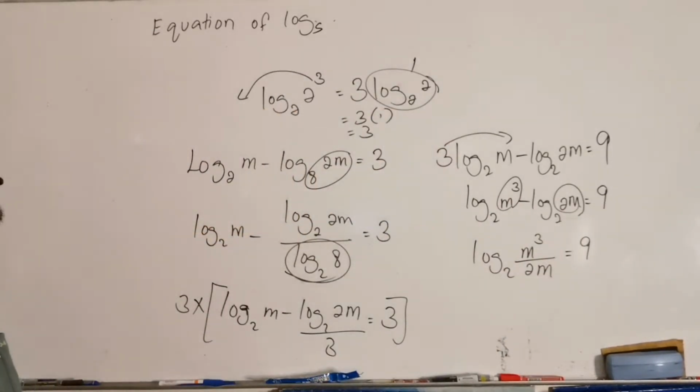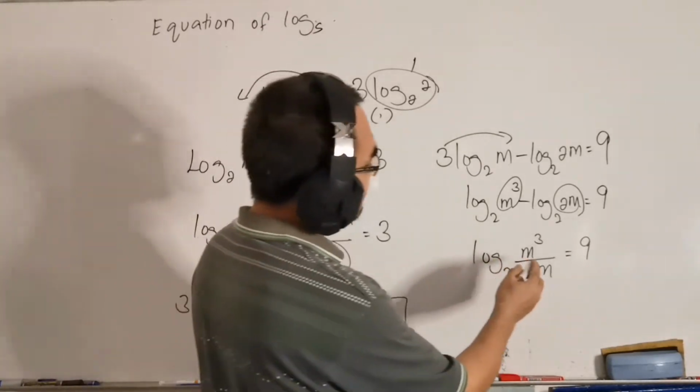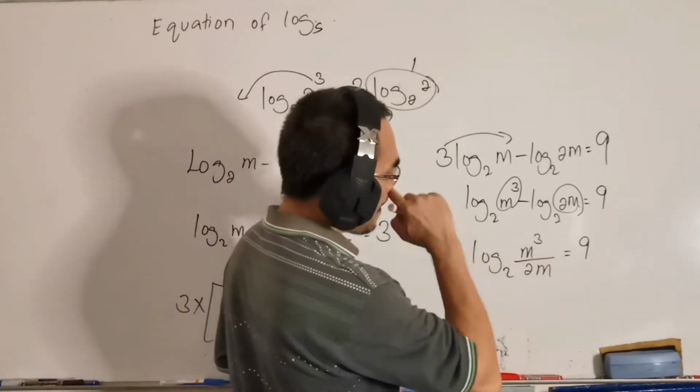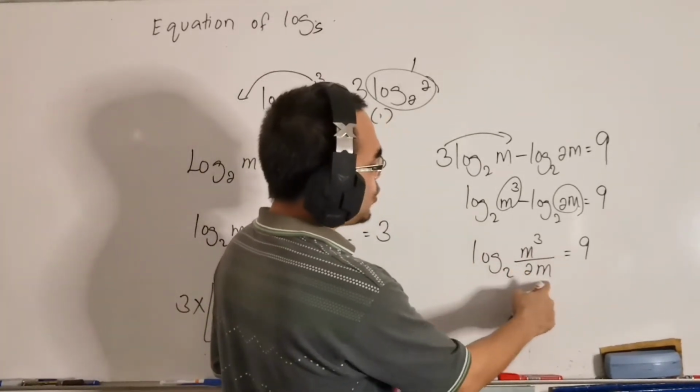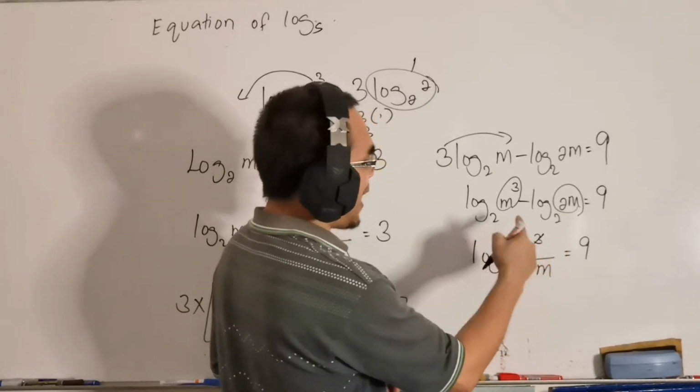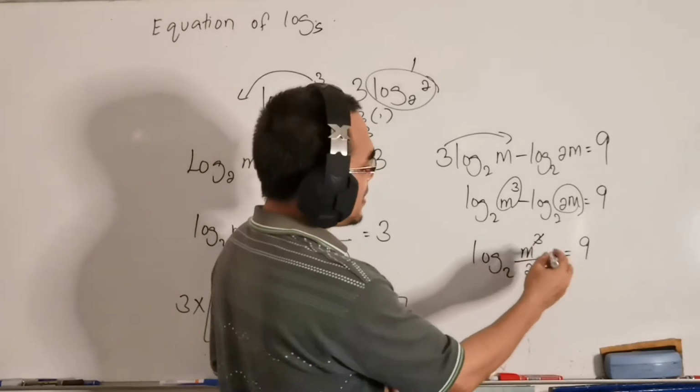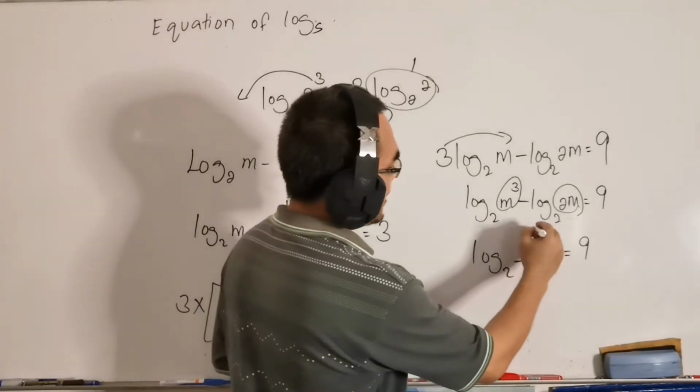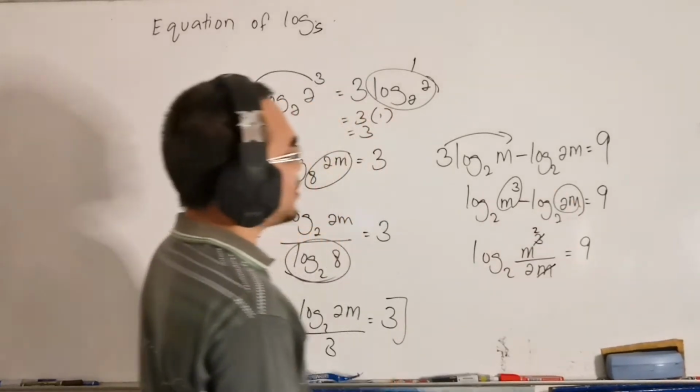From here, first I will simplify m power 3 with 2m. So I can cut here, because m power 3 means m times m times m. I can cut with the m, so what is left is m power 2.